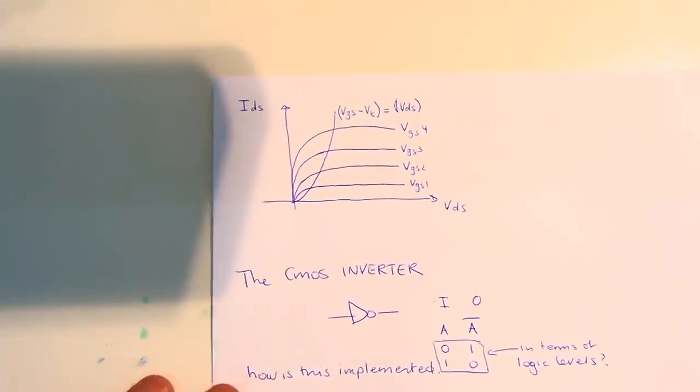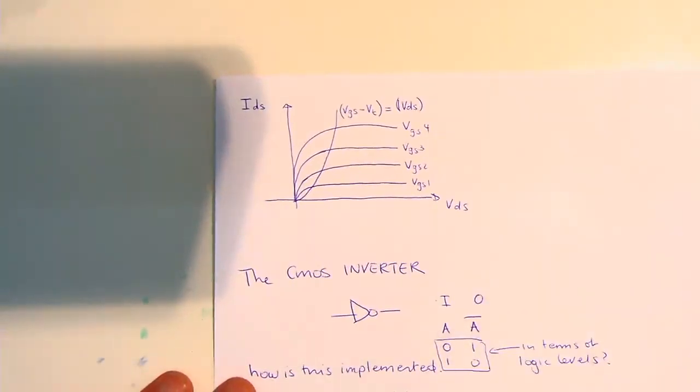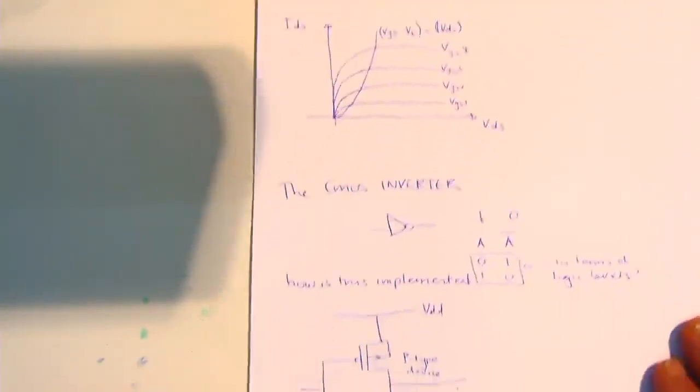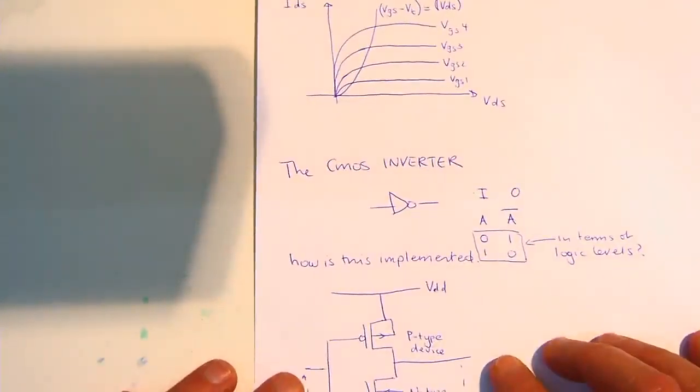Okay, can someone tell me what an inverter is? If you put in a logic 0, you get a logic 1, and if you put in a logic 1, you get a logic 0 out of it. Now, you've probably seen the structure of a CMOS inverter. Who hasn't seen the structure of a CMOS inverter before? All right, you've all seen it.